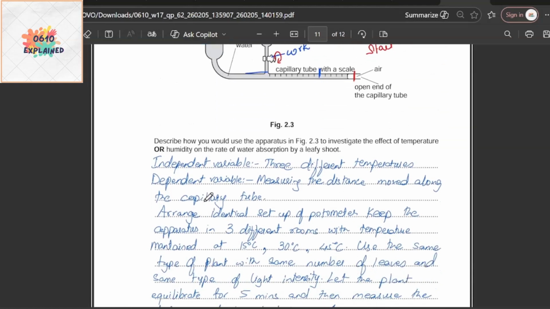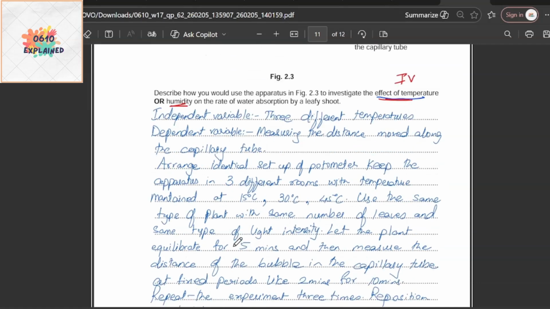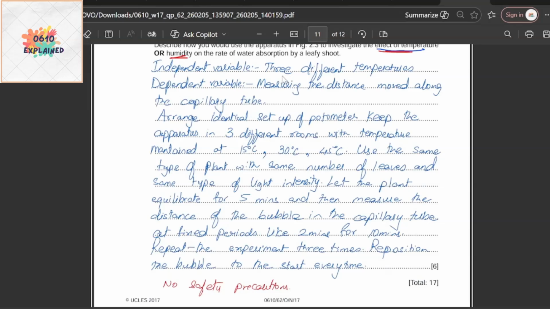Now, the question states: describe how you would use the apparatus in figure 2.3 to investigate the effect of temperature on the rate of water vapor loss by the leafy shoot. So we are investigating the effect of temperature, which is our independent variable. We start the experiment always by writing the independent variable. There are three different temperatures that we are going to measure. I am sticking to the temperature, so that's how we are going ahead. The dependent variable will be measuring the distance moved along the capillary tube.